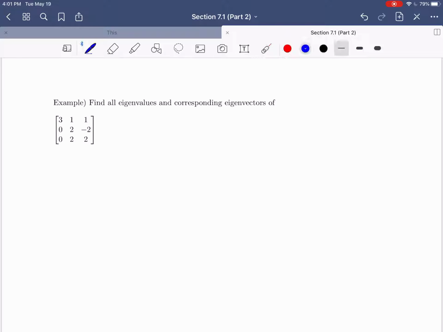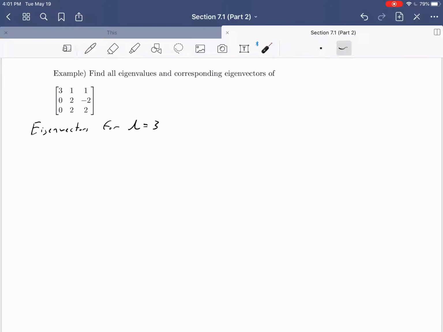All right, so let's start with the eigenvectors for lambda equals 3, our first one. What that means is we're going to subtract 3 off the diagonal and then solve the corresponding homogeneous system of equations. So we're going to have 0, 1, 1, 0, minus 1, minus 2, and 0, 2, minus 1. And then we're going to be augmenting that with 0, 0, 0. Again, that's coming from doing A minus lambda I with lambda being equal to 3.